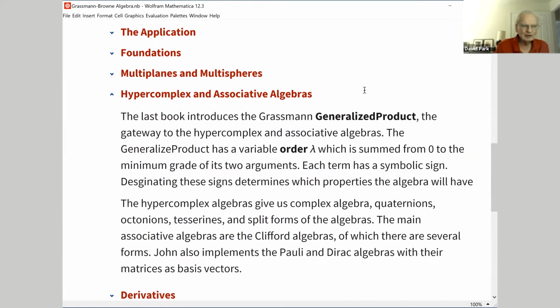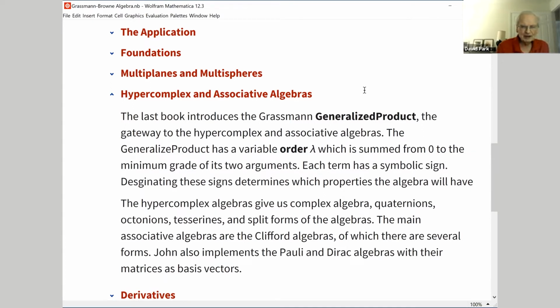The book he wrote was on hypercomplex and associative algebras. This book introduces the Grassmann generalized product, the gateway to the hypercomplex and associative algebras. The generalized product has a variable parameter or order, usually called lambda, which is summed from 0 to the minimum grade of its 2 arguments.